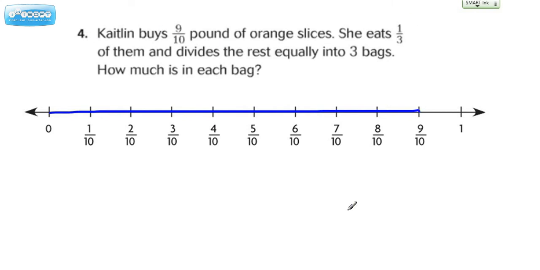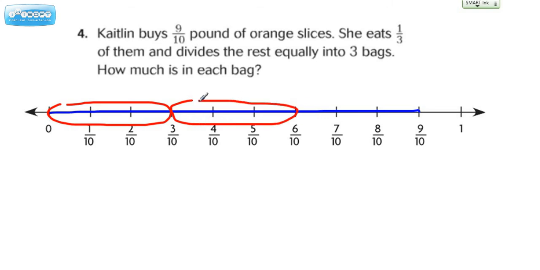Now, if we were to do the algorithm, we might do 9/10 times 1/3, but let's just look at the thirds that we have here in our blue piece. So if we look at the thirds, we have a group of thirds here. We have another group here. And then we have another group here. So if we're eating 1/3 of that, then that's gone.